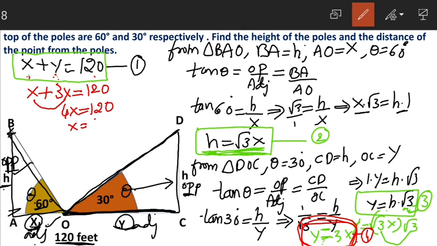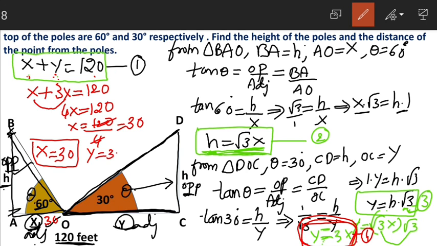Then x is nothing but 120 by 4. By cutting this, we get 30. That means the x value is equal to 30 feet here. So one of the values we obtained here is x is equal to 30. Similarly y, we know that y is equal to 3x, that means 3 into the x value, which is 30. So y is equal to 3 into 30, that is nothing but 90. So x is equal to 30 and y is equal to 90 here.